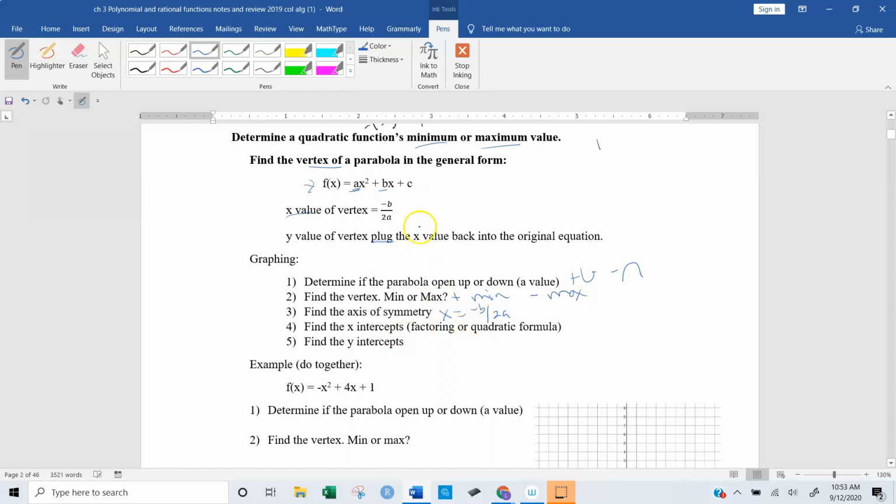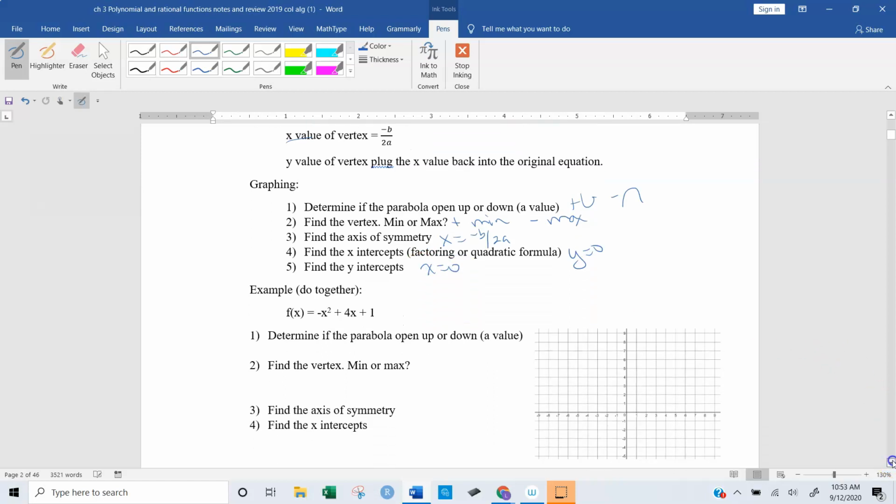X-intercepts, you can do factoring or the quadratic formula from the original. Y-intercepts, you let x equal 0. So here you do y equals 0. Nothing has changed. X equals 0. Just a few different steps that we do in between.